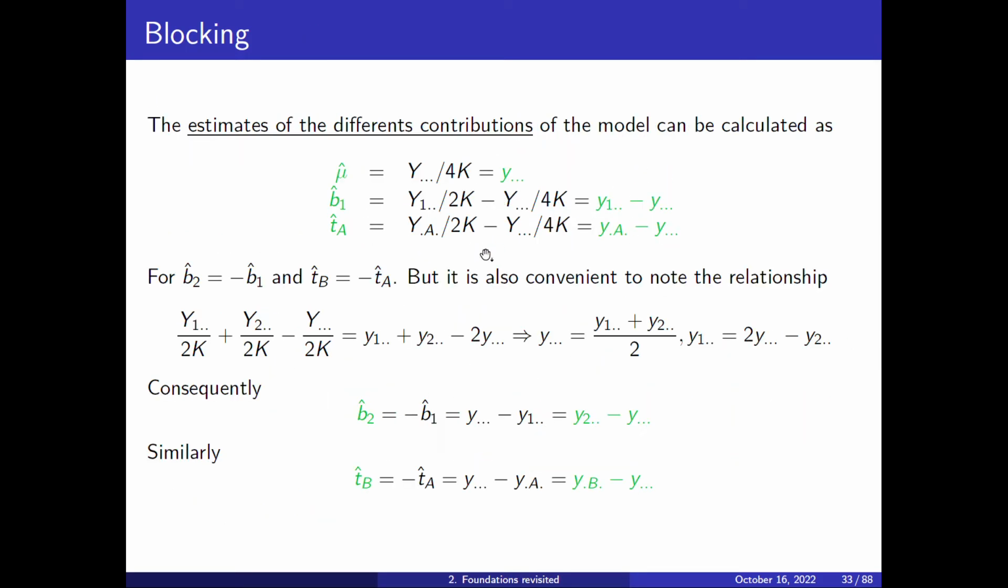And once you have B1 and TA, you can compute B2 and TB. Okay, and then you can see that the same happens for B2, which is minus B1, that is this thing, but this is exactly this. So the same rule of computing the mean of the block minus the overall mean applies for B2, and it also applies for TB.